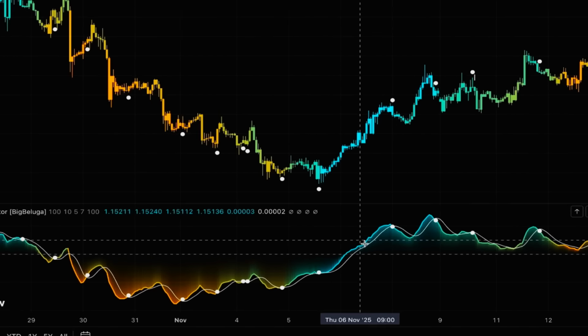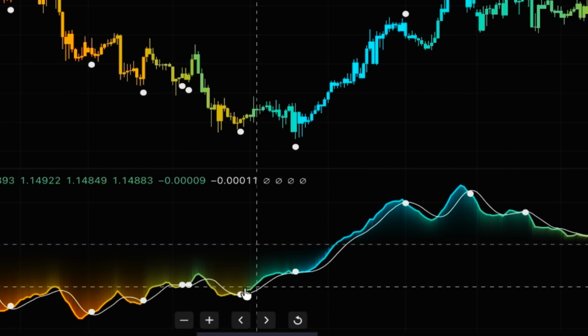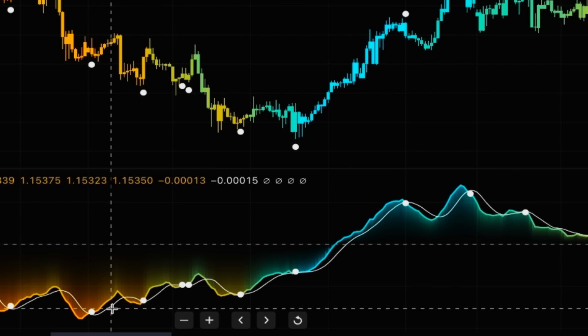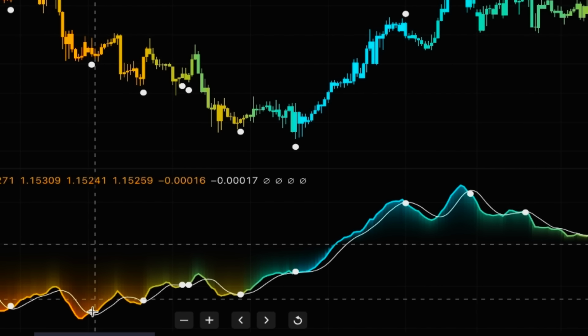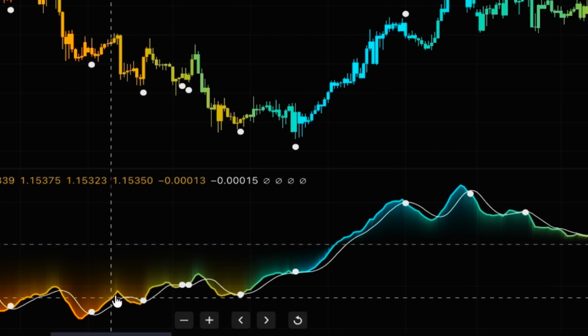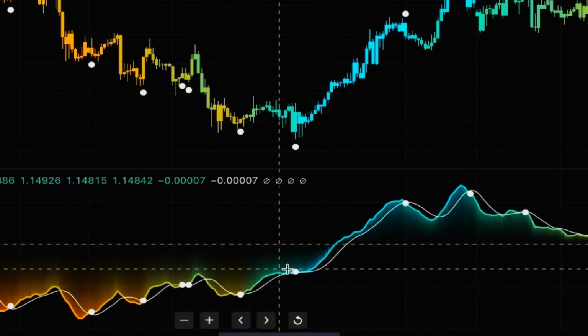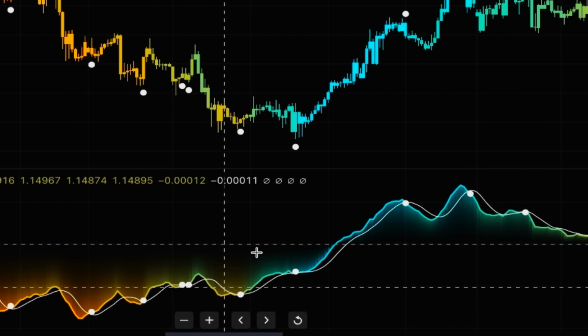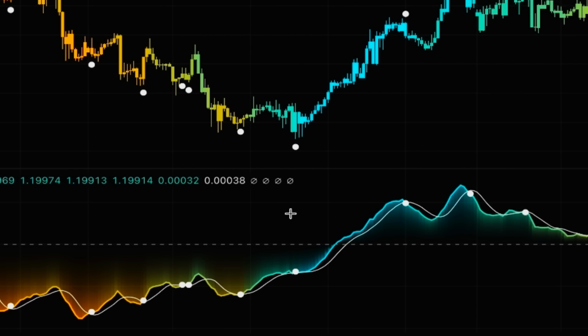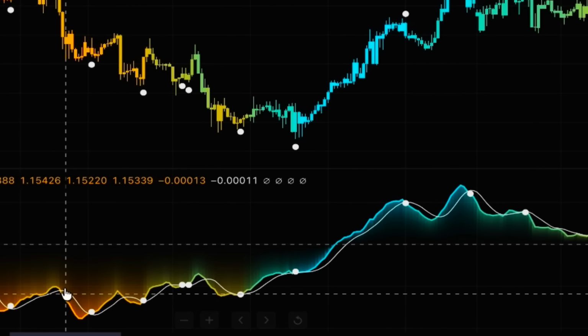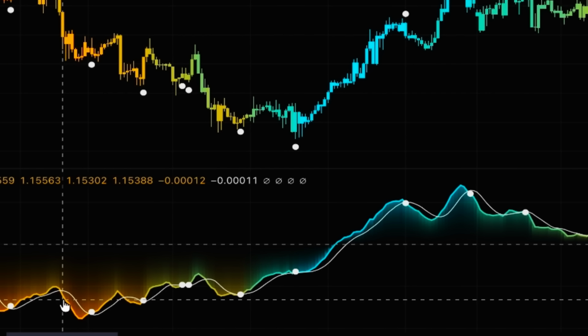Alright, here we have also another line, this white line, which is the signal line, and it is a moving average of the oscillator line. And we can use the crossover of the signal line and the oscillator line for identifying momentum changes inside the trend. When the oscillator line crosses above the signal line, it's a bullish signal and it shows that we have increased upside momentum. And when the oscillator line crosses below the signal line, it's a bearish signal and it shows that we have increased downside momentum.